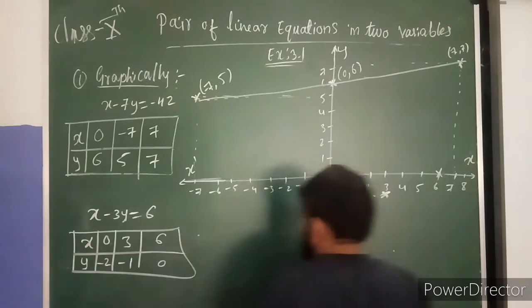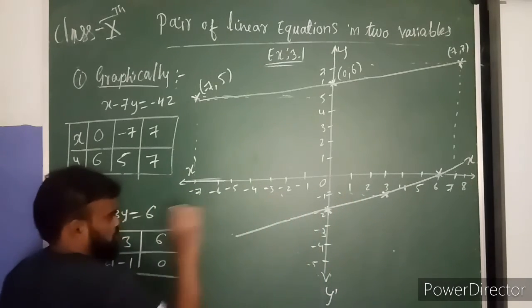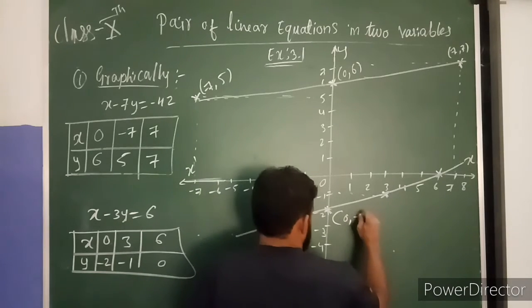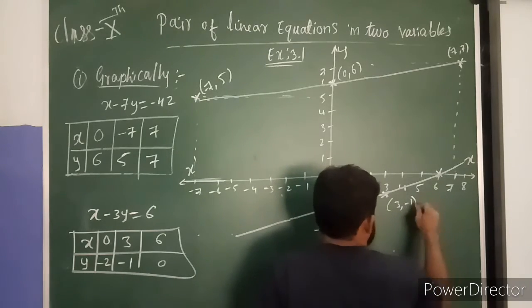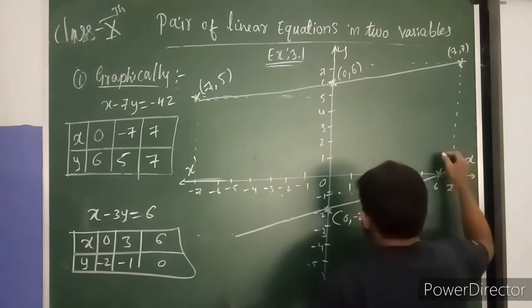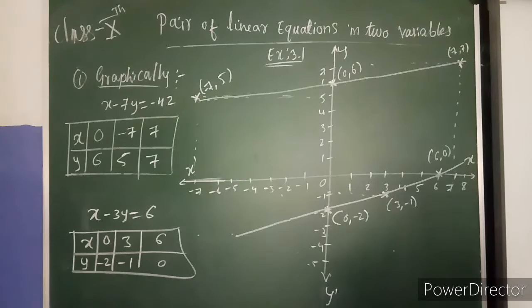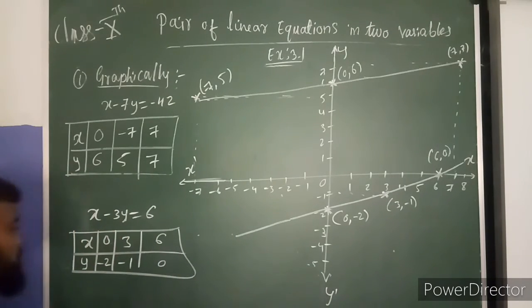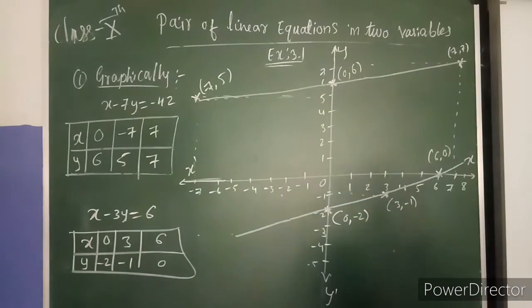So I should draw the line. See, this is the line. The first point is x is 0 and y is minus 2, the second is x is 3 and y is minus 1, and the third point is x is 6 and y is 0. These are the points. This is the graphical method I have drawn and shown. I will also send you the notes. We can find it out easily. You can understand all of this from the points. Okay? See that.